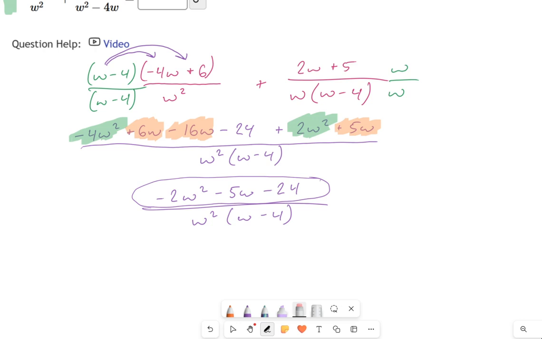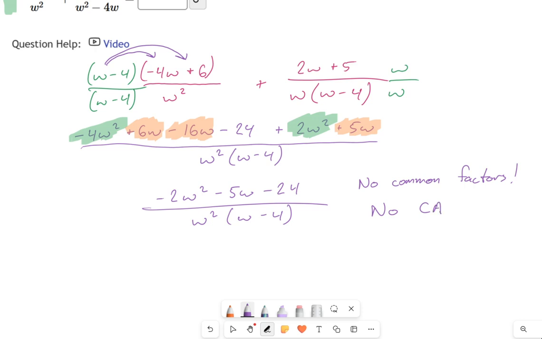And now if you compare the top and the bottom, you see there's no common factors. And when there are no common factors, that means no canceling stuff. Okay? We do not want to cross out a w from the left sides of this thing. That would be crimes against mathematics. So please don't do that. Just leave this in simplified form. That is as far as we can get it.